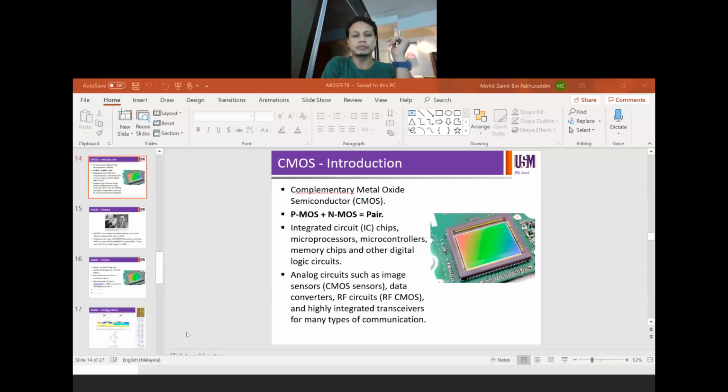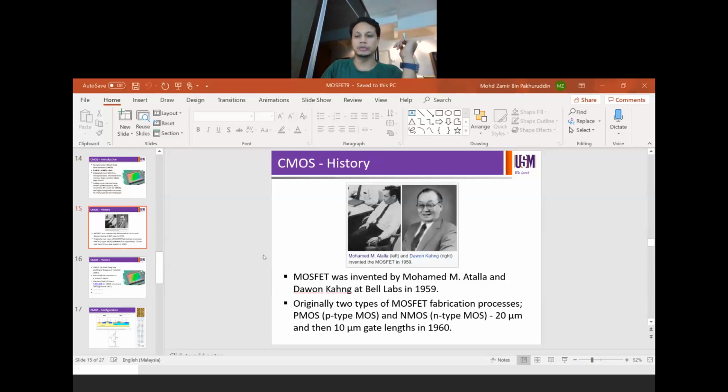To be able to get a CMOS, or complementary metal oxide semiconductor, we have to combine both PMOS and NMOS in the circuits. CMOS is used in integrated circuits, chips, microprocessors, microcontrollers, memory chips, and other logic devices, and also in analog devices such as what's written on the slide: CMOS sensors, data converters, RF CMOS transceivers, and many others. Those are some introduction to CMOS.